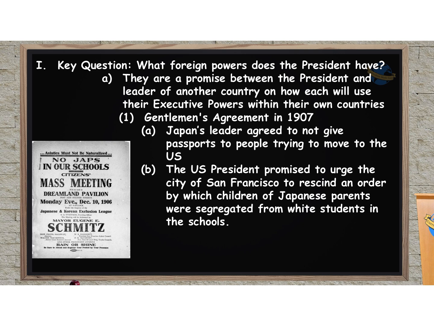This agreement said that the leader of Japan would use his power to deny passports to Japanese citizens trying to come to the United States. That is, he would use his power to stop Japanese people from migrating into the United States by denying them a passport. In exchange, the president of the United States would work with the city of San Francisco and try to get them to stop segregating schools so that Japanese students could go to the same schools as white students.